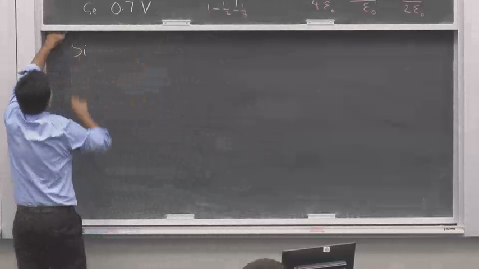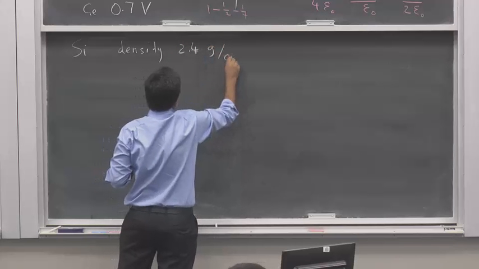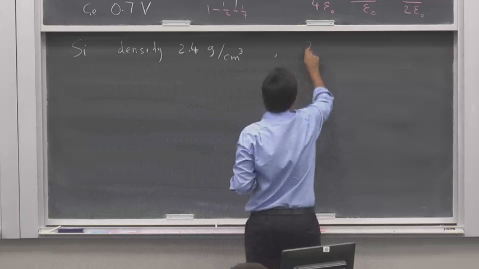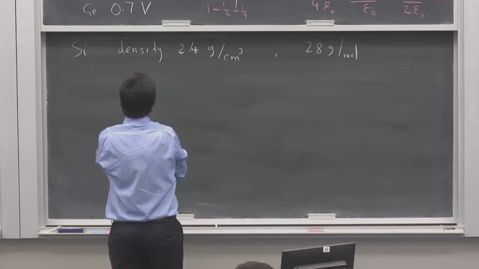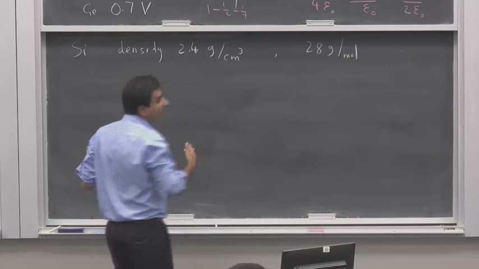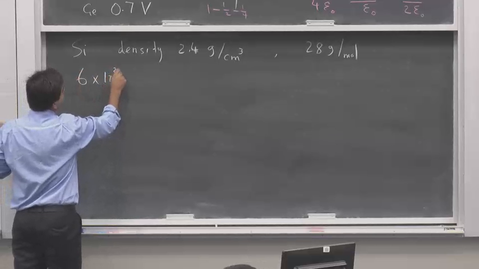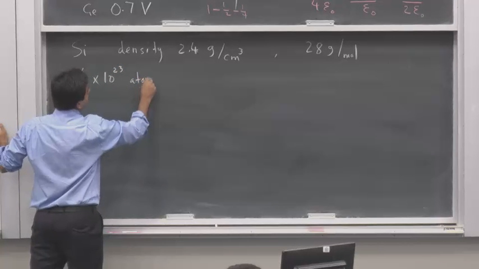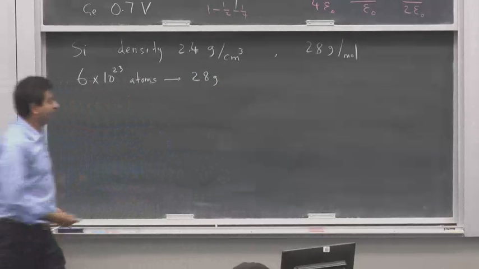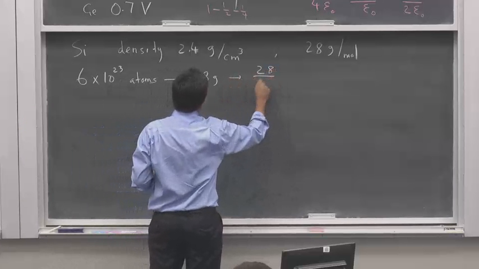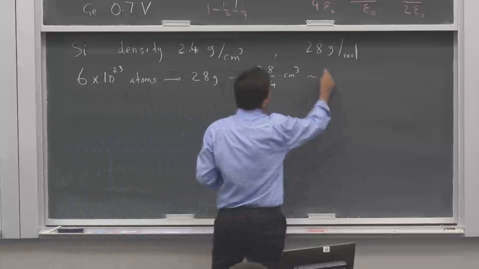So silicon has a density of 2.4 grams per cubic centimeter. Its molecular weight is 28 grams per mole. So what we would like to find out is how many atoms of silicon exist per cubic centimeter. If I have 6 into 10 to the power 23 atoms, then the mass of this number of atoms will be 28 grams. But what's the volume of this? The volume of this will be 28 divided by 2.4 cubic centimeters. So I assume that this is just 2.8, so I get 10 cubic centimeters.